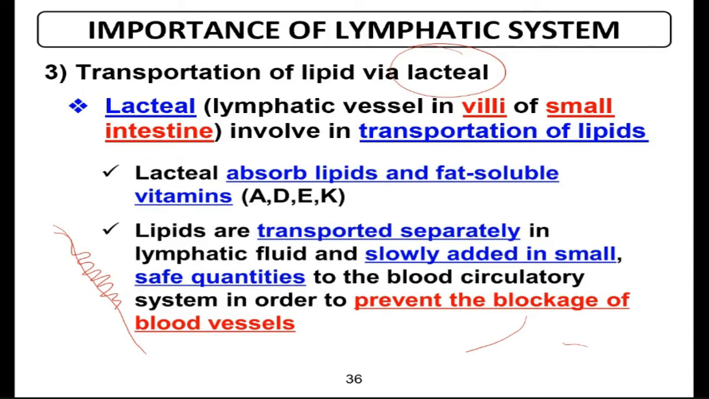Also, lipids are transported separately in lymphatic fluid and slowly added in small safe quantity to the blood circulatory system. Jadi bagusnya ada lymphatic system ni, walaupun kita makan banyak lemak, tapi tak semua kan masuk dalam blood circulatory system. Sebab tu bila kita makan lemak, sebahagian akan maintain dalam intestine, sebahagian akan masuk dalam lymphatic system, kemudian dibawa ke blood circulatory system. Jadi kalau kita detect banyak sangat lemak dalam darah, itu akan menunjukkan masalah kesihatan.